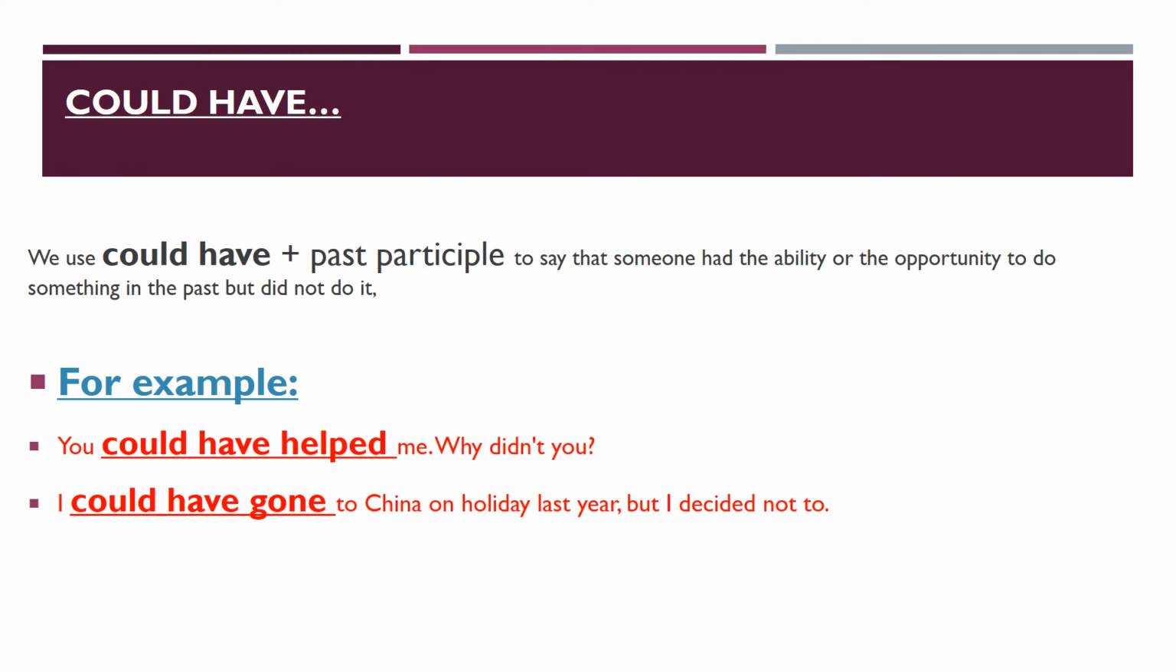Then we have another point, which is could have and the usage of could have. We use could have plus the past participle of the verb to say that someone had the ability or the opportunity to do something in the past but did not do it. For example, you could have helped me. Why didn't you? This means that you didn't help me, but you could have helped me. You had the ability to do this, but you didn't. I could have gone to China on holiday last year, but I decided not to.